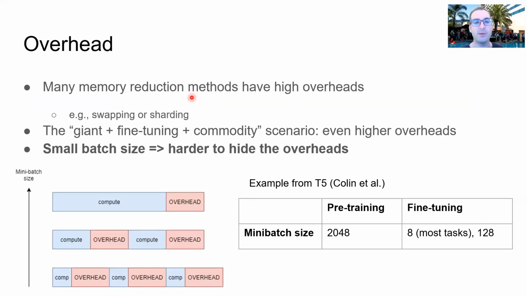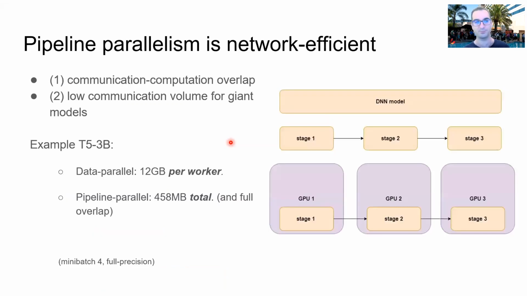This is since many memory reduction methods have high overhead, such as swapping or sharding. The giant plus fine-tuning plus commodity scenario makes such overheads even higher. For example, fine-tuning typically means that we are operating with small batch sizes, which makes it harder to hide the overheads as illustrated below, and commodity means that we are typically limited by the bandwidth of the PCIe.